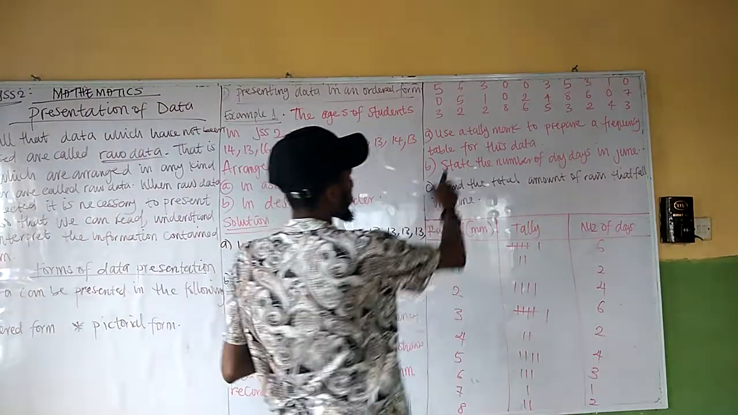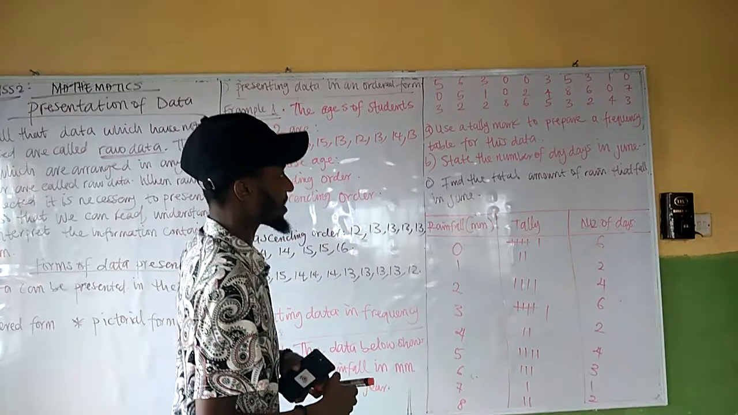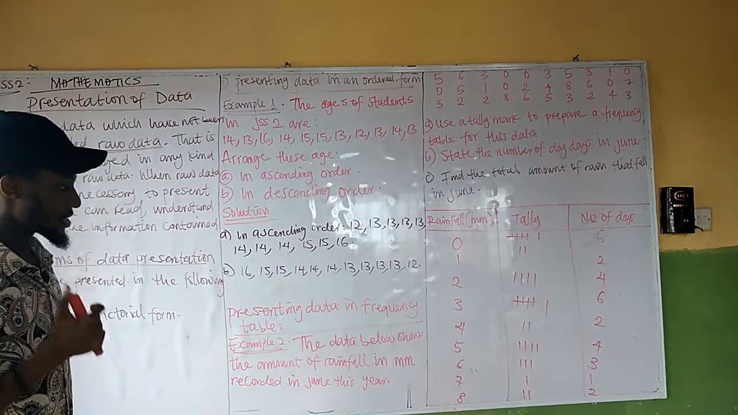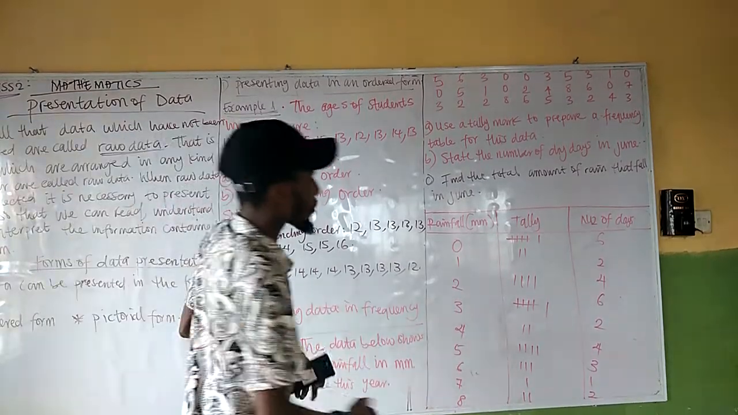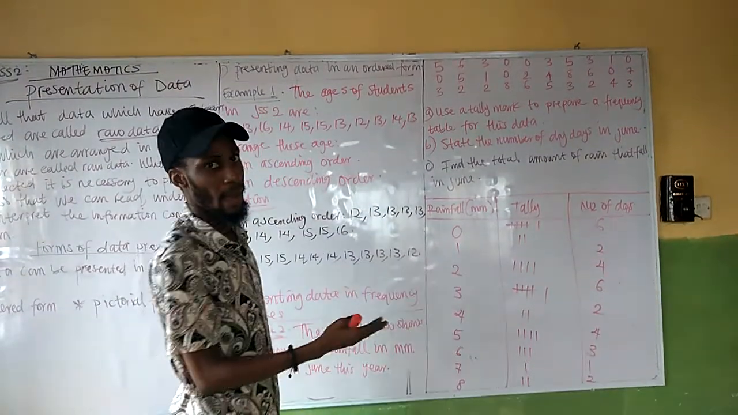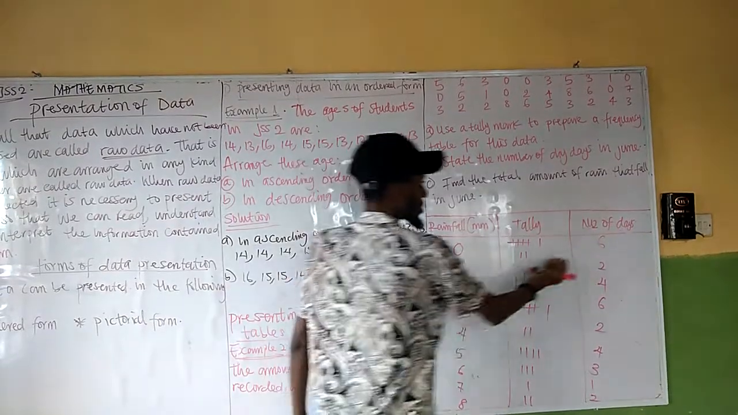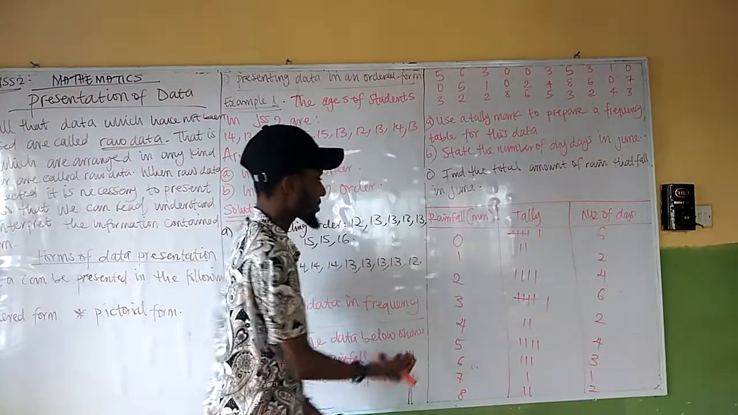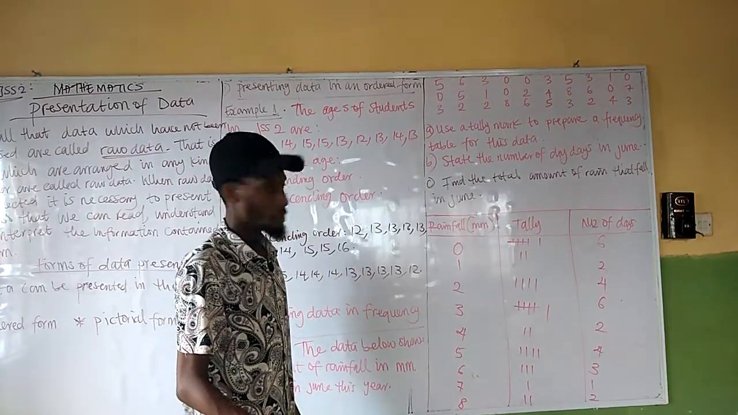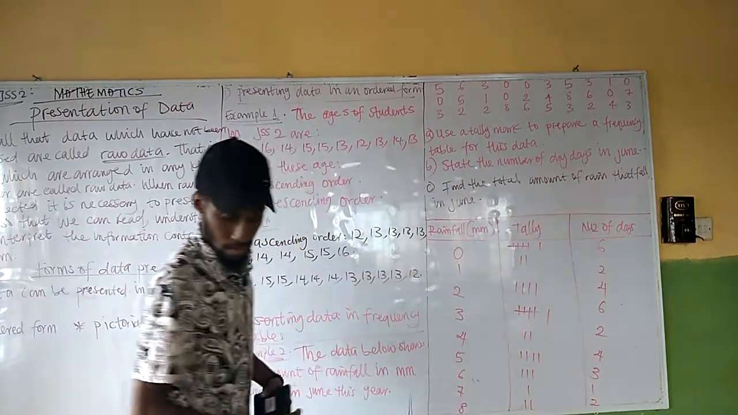A says using the tally map, which we have done already. Then B says state the number of dry days in June. From this frequency table, it will be very easy for us to get the number of dry days in June. And what is our number of dry days in June? It's just 6. Are you getting my point? If you look at it, around that period you just have 0 rainfall. So the number of dry days is 6.